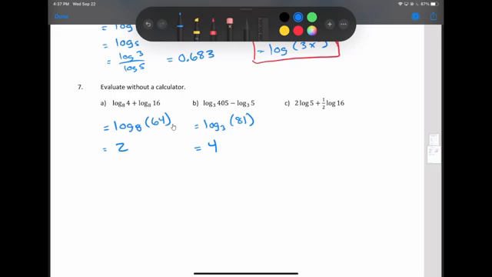And the final one, 2 log 5 plus 1/2 log 16. Ugh. That one looks kind of brutal. At least the bases are the same. They're both base 10. So I'm going to remind you that we have that log power law that lets us rewrite things like this. Log 5 squared plus log 16 to the 1/2, which is log 25 plus log 4.